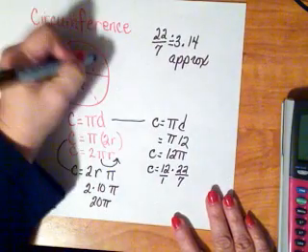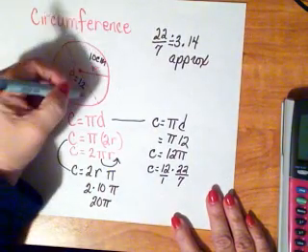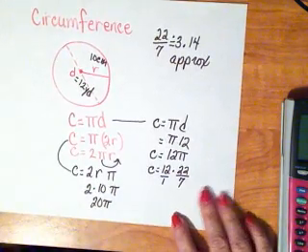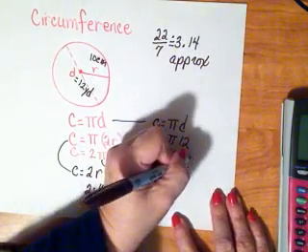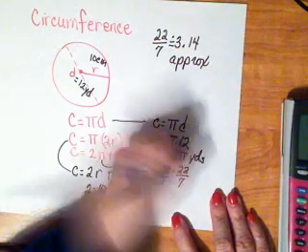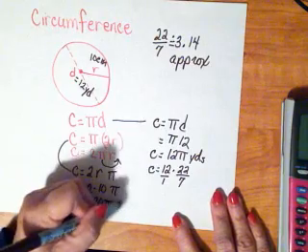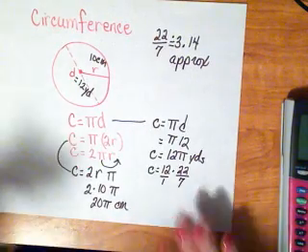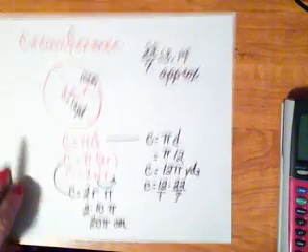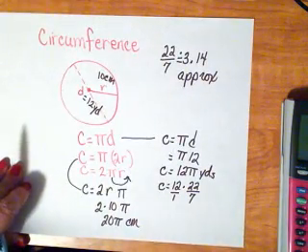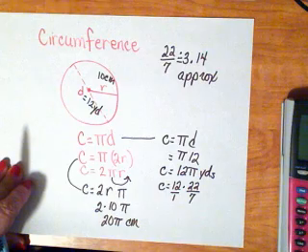Now, let's say this was centimeters units, and let's say this one was yards. So this answer would be 12 pi yards. This answer would be 20 pi centimeters. Again, we always want to remember the units, and that is the special name for the perimeter of a circle.